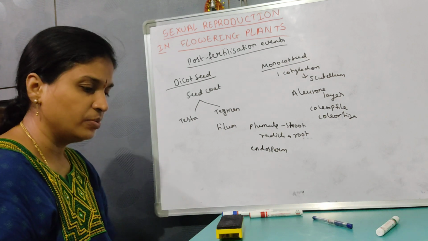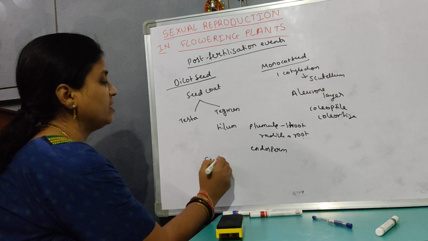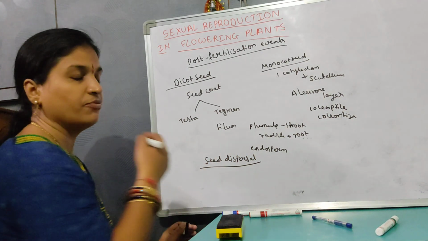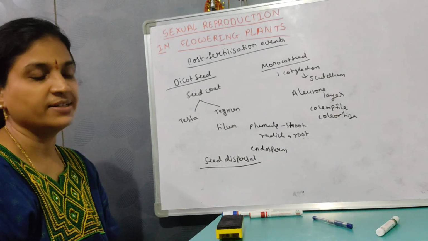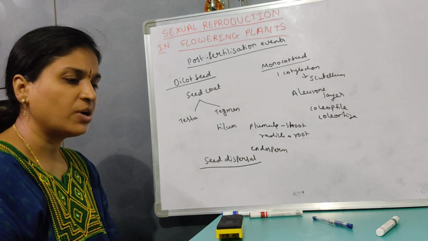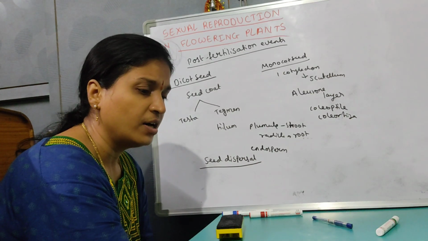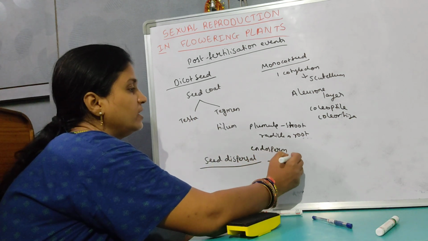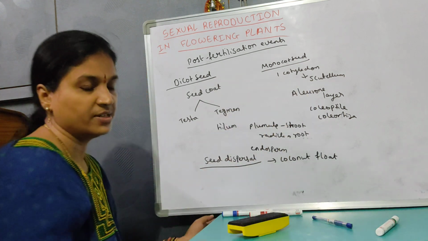Now coming on to seed dispersal. See, first of all, seeds are produced to develop into a new plant, isn't it? So these seeds from the fruit must be dispersed. Sometimes the fruit, for example in coconut, floats in water and the seed dispersal takes place.